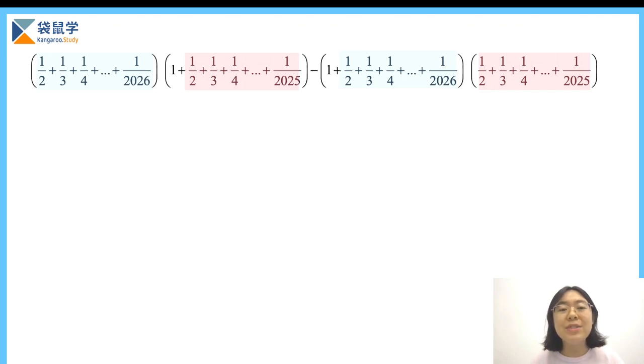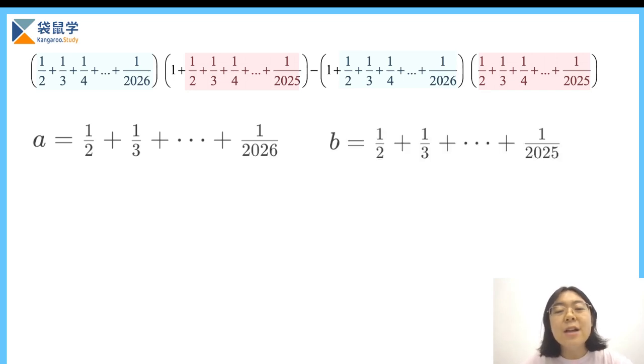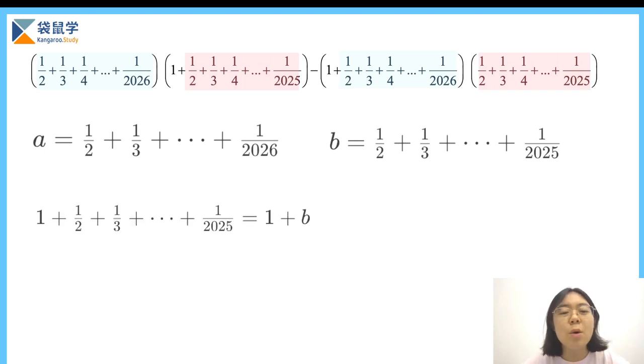So I use A to represent 1 over 2 plus 1 over 3 until 1 over 2026. And I can use B to represent 1 over 2 plus 1 over 3 until 1 over 2025. Now let's see the left part. We have the blue part times 1 plus our red part. How to represent? We can represent it as 1 plus B. Then minus 1 plus the blue part, how to represent? It's 1 plus A.